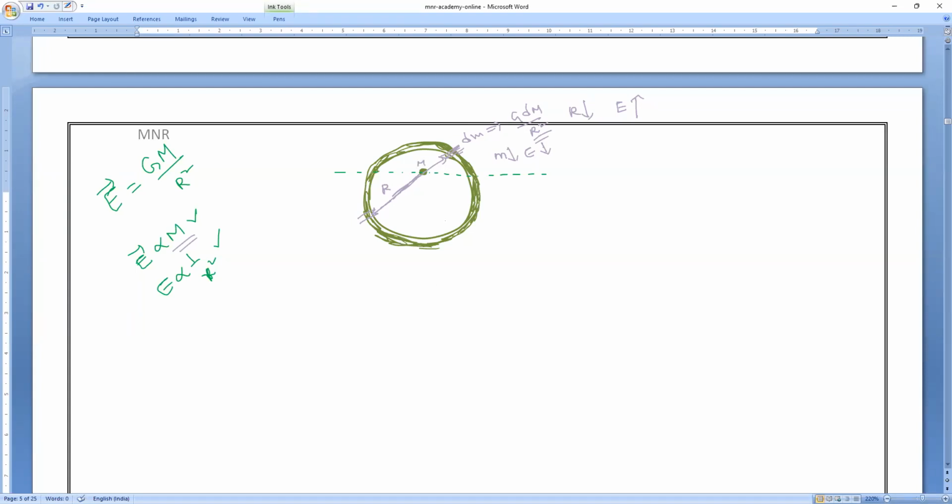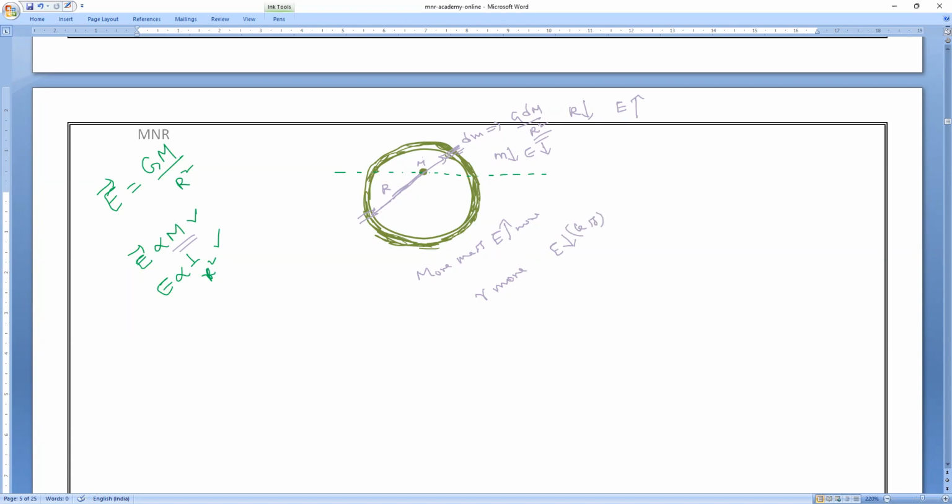So you can see, more mass, E value is what? More or less? Everybody. More mass, E value is more. Understand, everybody? If R is more, E value is what? If R is more, E value is what? Speak loudly. E value will be less. Do you understand? That is what you have to remember.